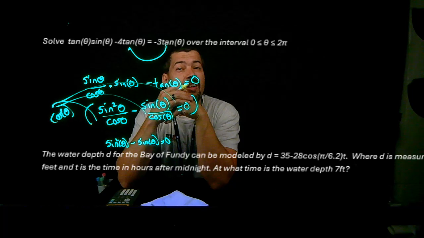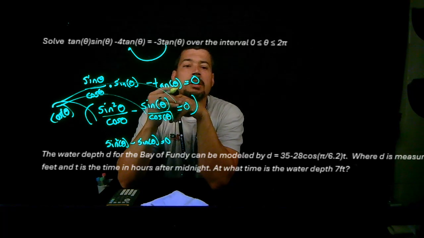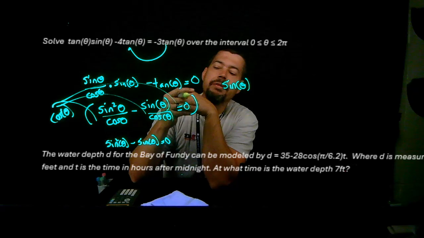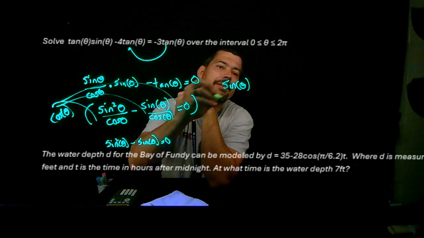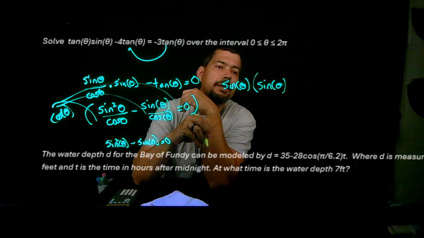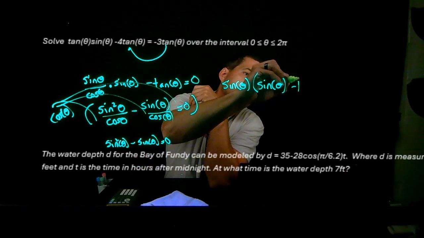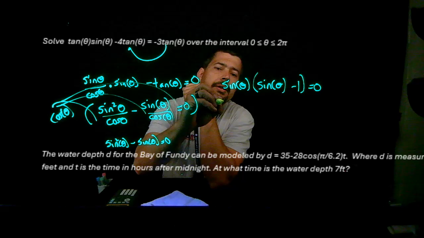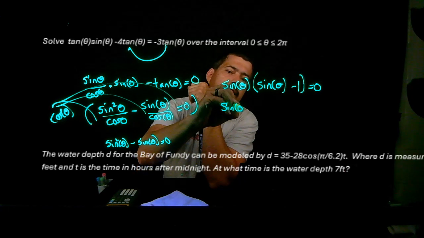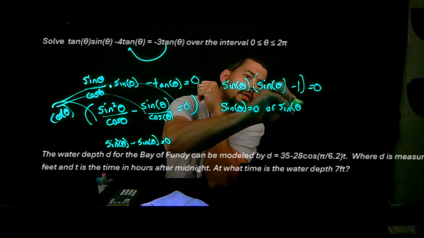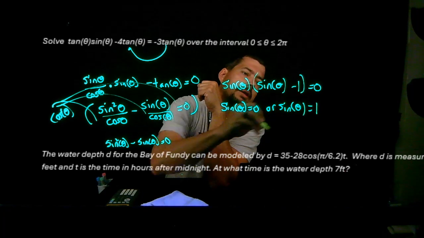Now, factoring, favorite F word. Both pieces contain a sine of theta. If you pull a sine of theta from sine squared, you get sine of theta left. If you pull a sine of theta from a negative sine of theta, you got your negative 1. And now you get to use the old zero product property. The sine of theta would be 0, or the sine of theta, think about adding 1, is 1.